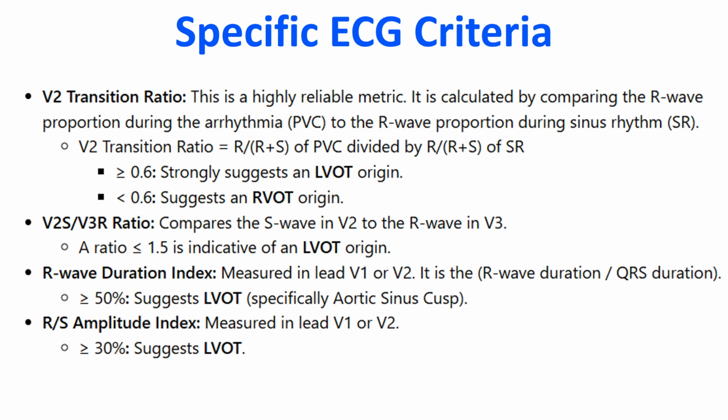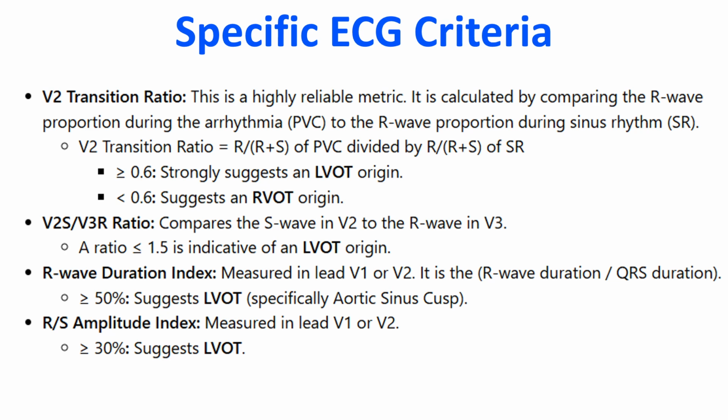A ratio more than or equal to 0.6 strongly suggests LVOT origin. A ratio less than 0.6 suggests RVOT origin, again based on the direction of LVOT and RVOT, which side the R wave will be dominant. V2S by V3R ratio compares the S wave in V2 to the R wave in V3. A ratio less than or equal to 1.5 is indicative of an LVOT origin.